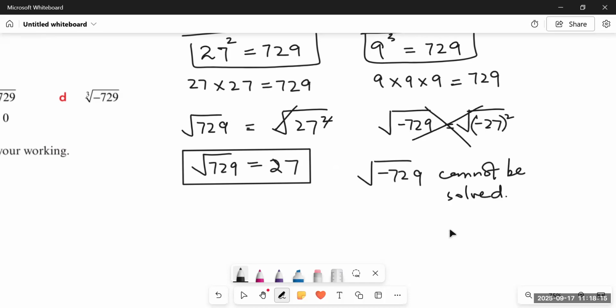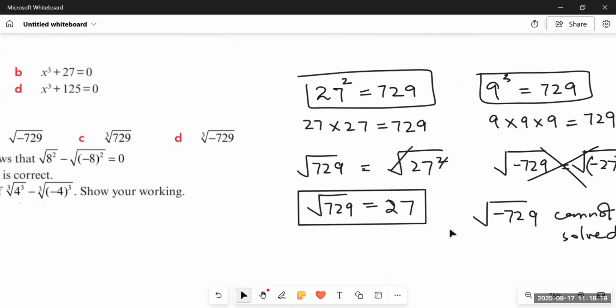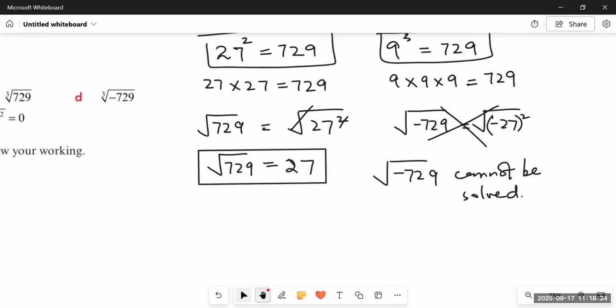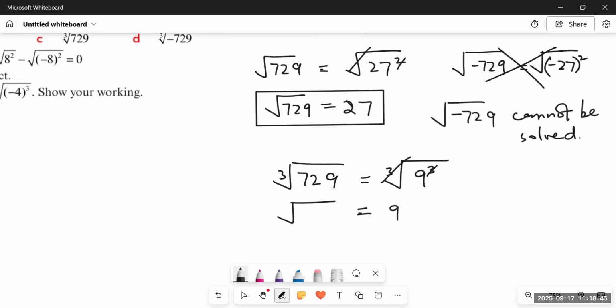Okay. Now let's talk about the cubes. Cube root of 729. We know that 9 is the cube root of 729 because 729 is the cube of 9. So to find out the cube root of 729, what we will do? We will write 9 cube inside. Because 9 nines are 81, 81 nines are 729. This cube root will cut 9 cube and then we are left with 9. So the cube root of 729 is 9.